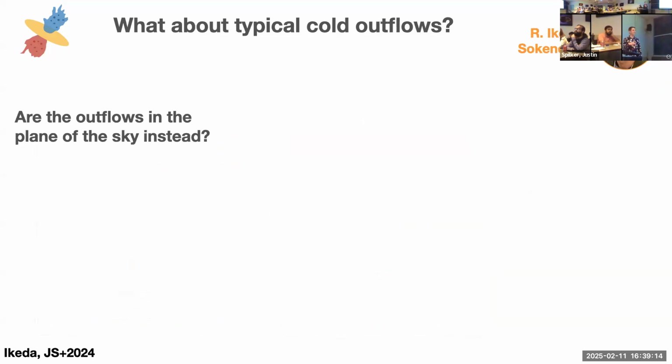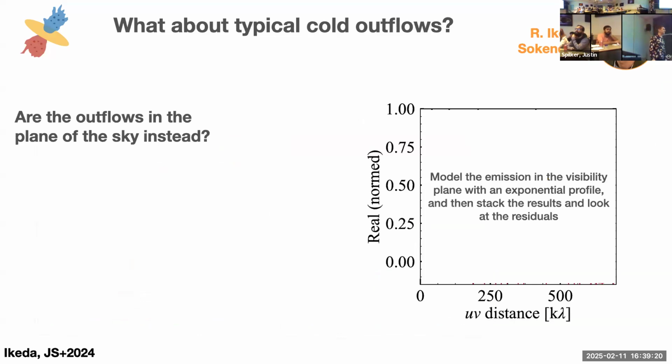This was from a paper that Ryota Ikeda did. He's a PhD student in Japan at Tsukuba. What he did here was basically to take all of our C+ spatial profiles and fit them in the visibility domain, so I don't have to worry about any imaging parameters, and then stack the results after subtracting off one single component from these galaxies.